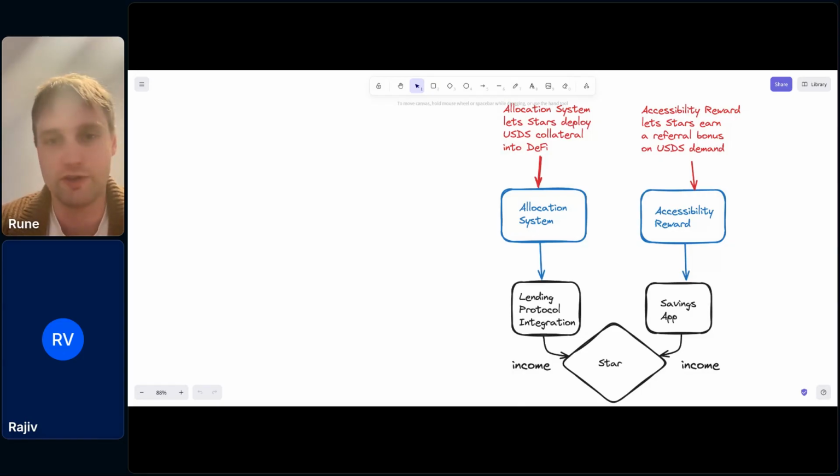Let's go into the demand analysis then, because I just talked about the accessibility reward a little bit, and before I get super deep and super technical, it would be cool to go over that.